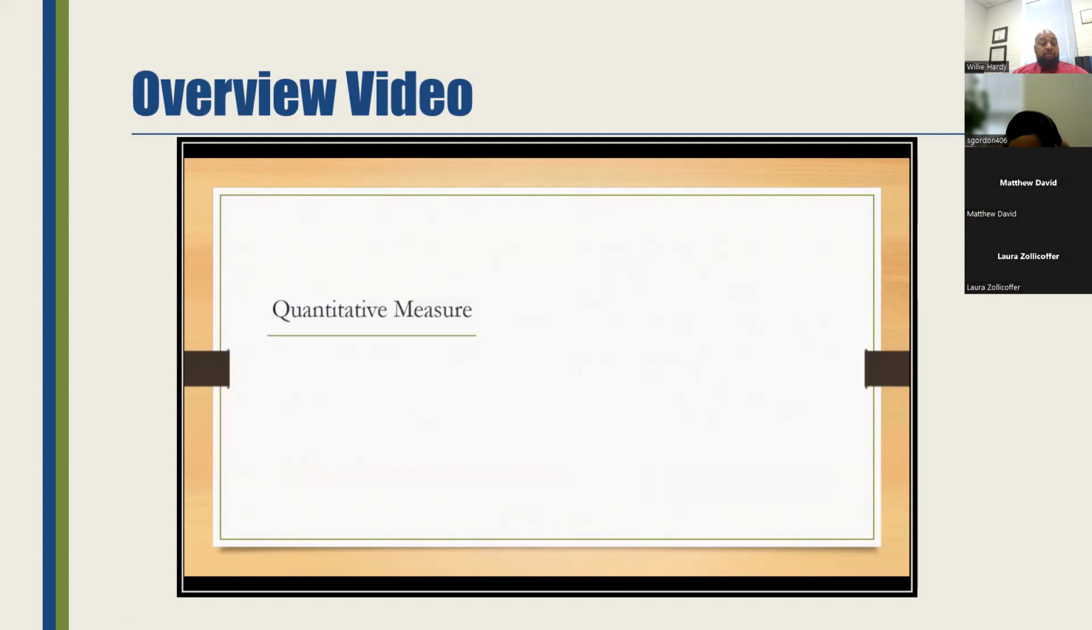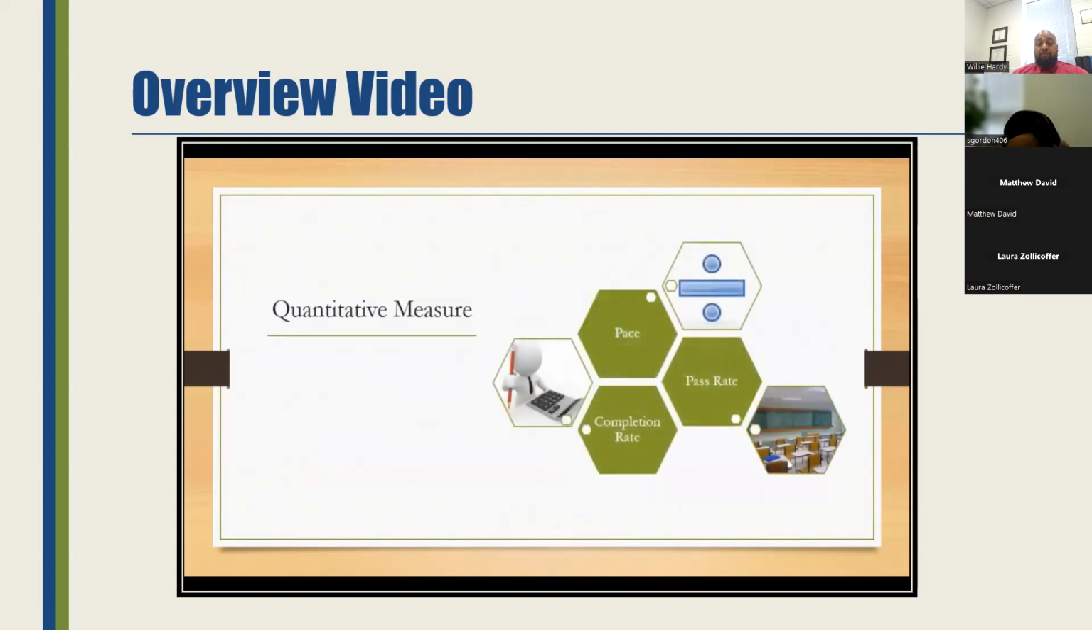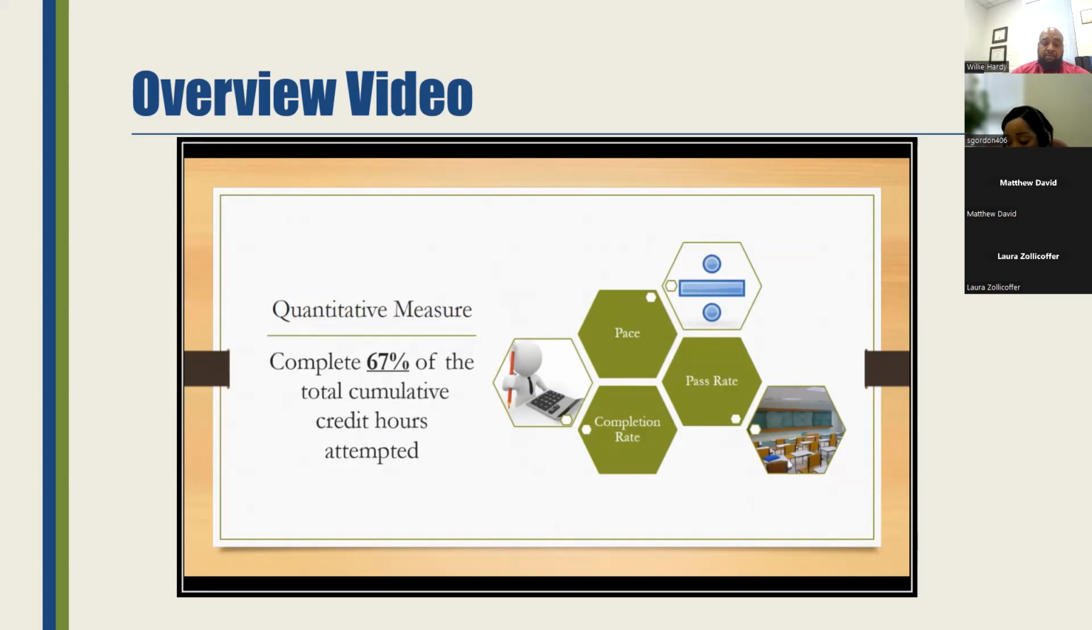The next requirement for SAP is the quantitative measure. You will also hear this called PACE, pass rate, and more often, completion rate. The standard for the quantitative measure is that a student must complete a minimum of 67% of the total cumulative credit hours attempted. The percentage is calculated by the number of credit hours completed to the number of credit hours attempted. Withdrawing from courses and failing courses will affect the completion rate. This can be the most difficult to understand, so we will explore a few examples.